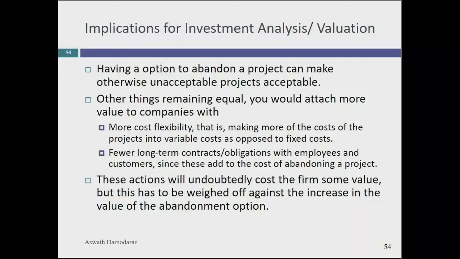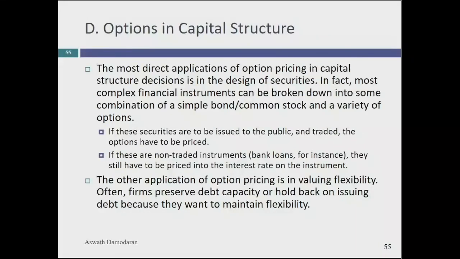So the option to delay shows up in patents and undeveloped reserves. The option to expand shows up everywhere today: big data, networking benefits, platforms. So it's all over. So start applying it. And the option to abandon shows up in that flexibility you see built into some companies. Let's do one final option and we'll close up.